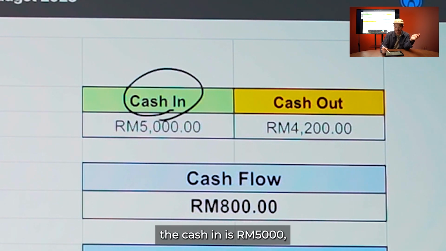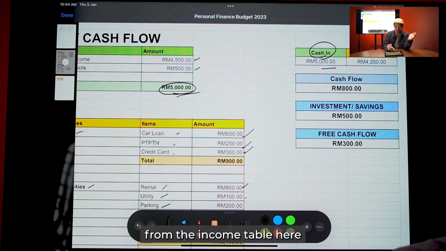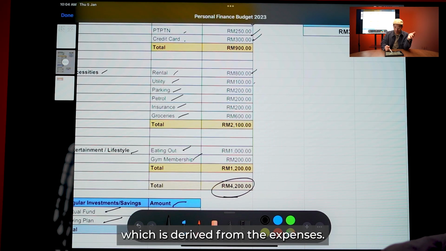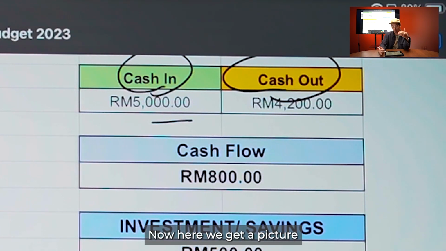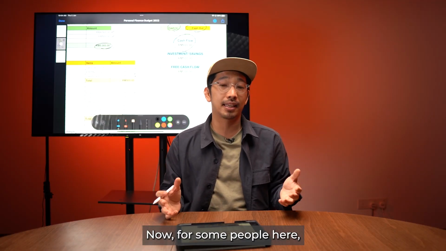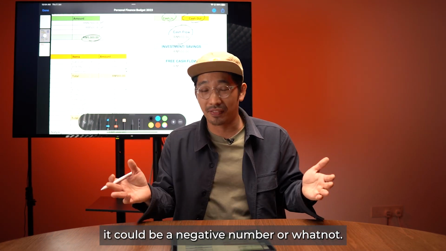All you need to do is just write down your cash in and cash out. In this case here, the cash in is 5,000 ringgit, which is derived from the income table here. And the cash out is 4,200 ringgit, which is derived from the expenses. Now here, we get a picture of the monthly cash flow. In this case, it will be 800 ringgit.